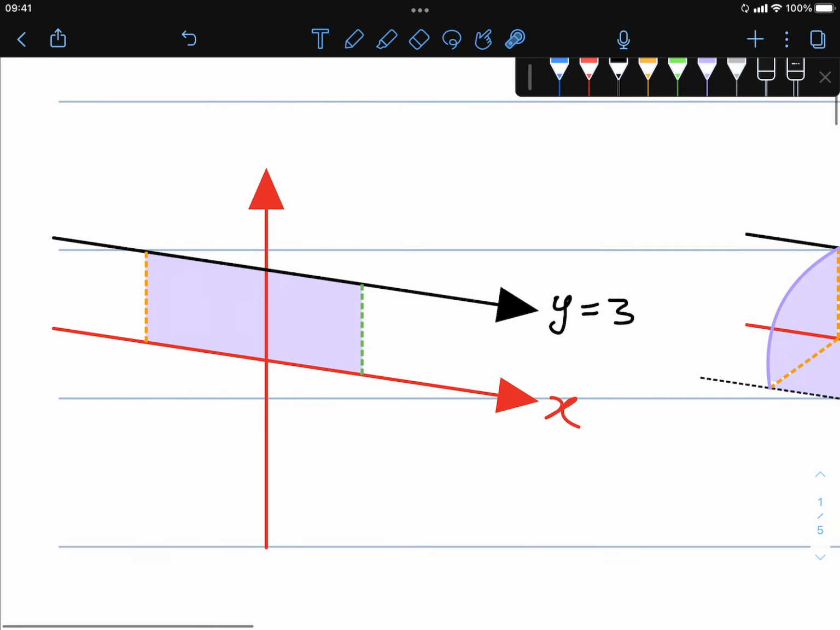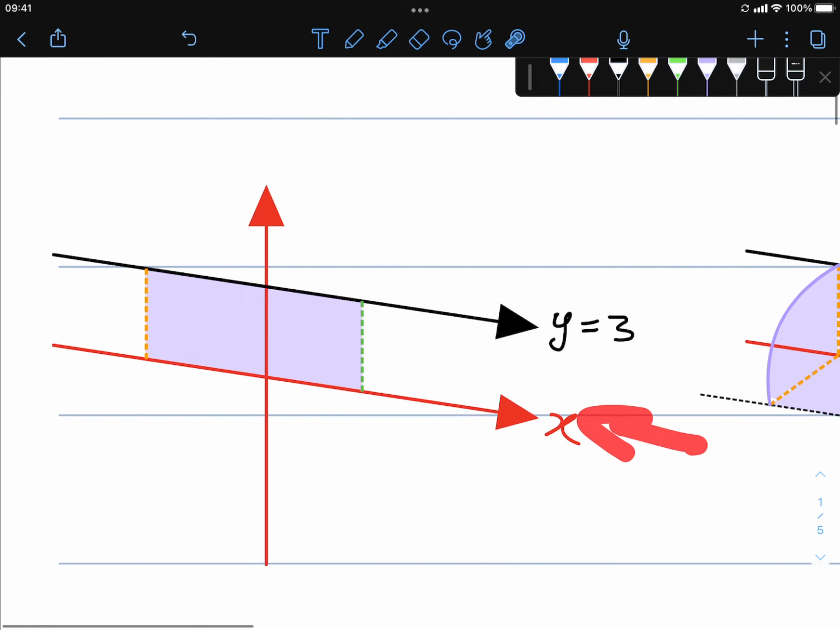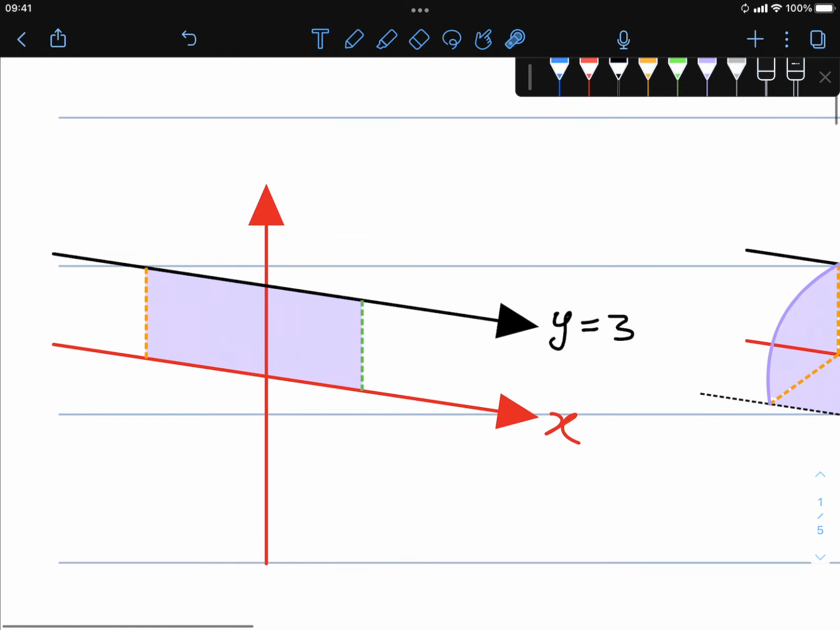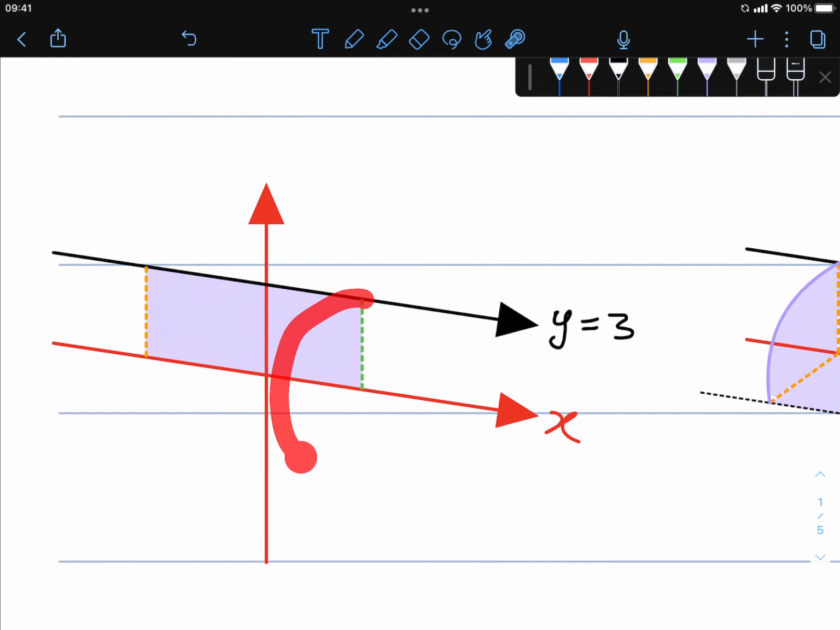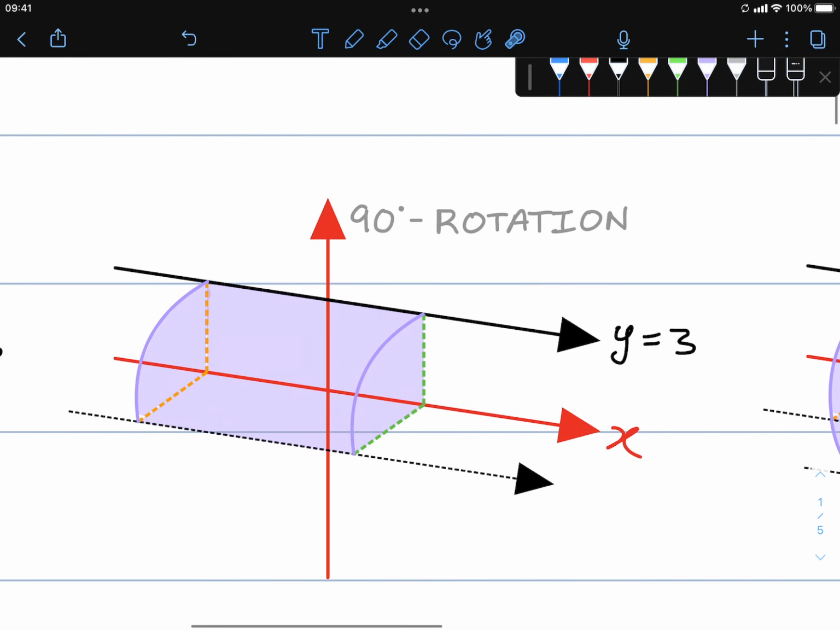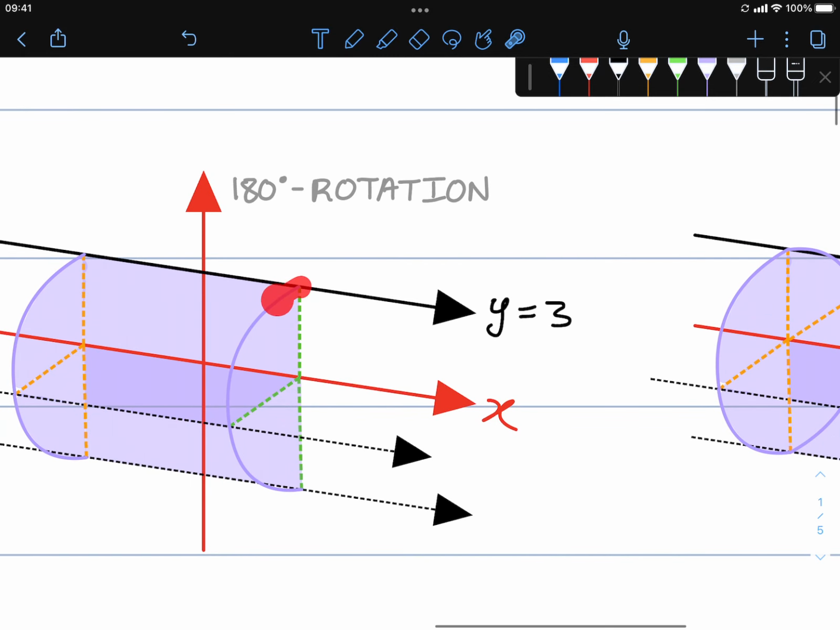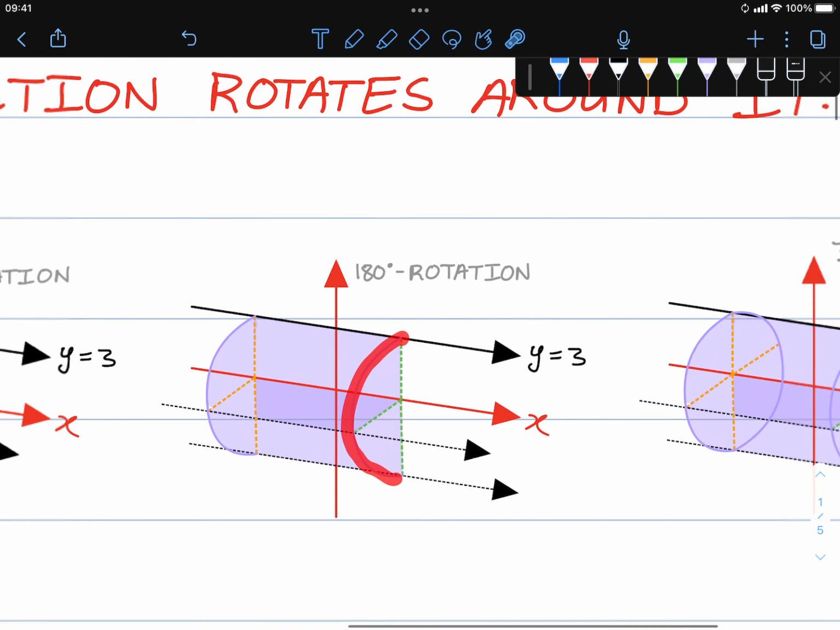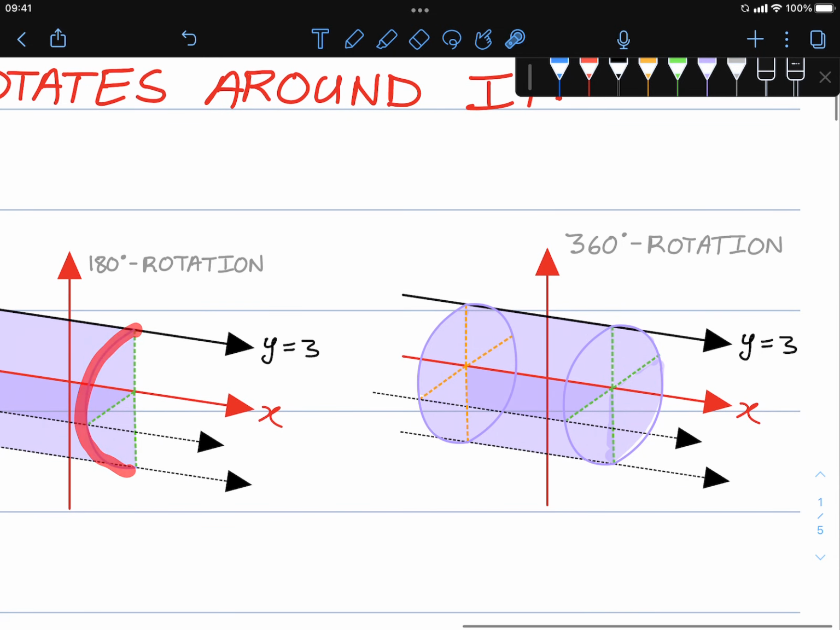So here's our function. I've made it angled a little bit just to make the illustration a little better. And we're going to rotate it this way. Here's what it looks like after a 90-degree rotation. We have a quarter of a cylinder here, a 180-degree rotation, it's a half cylinder, and then a full rotation, we get a full cylinder.